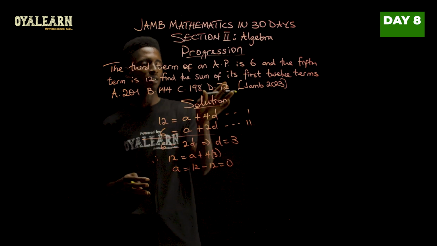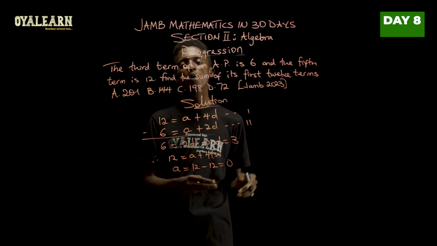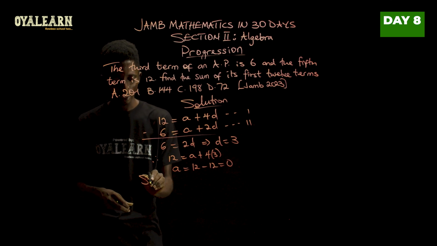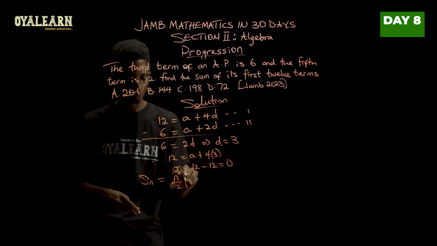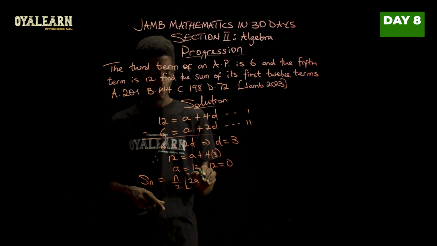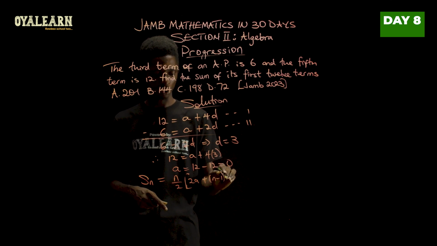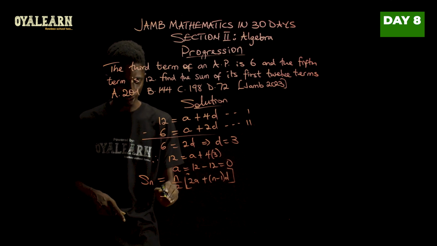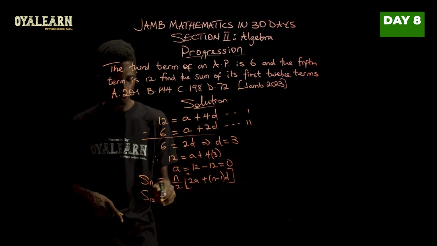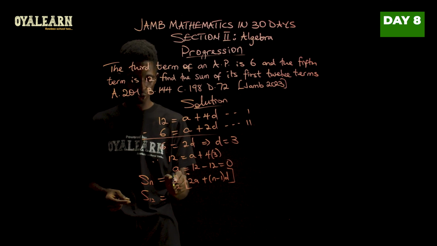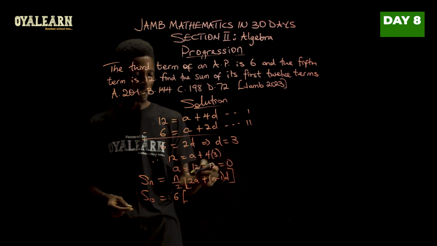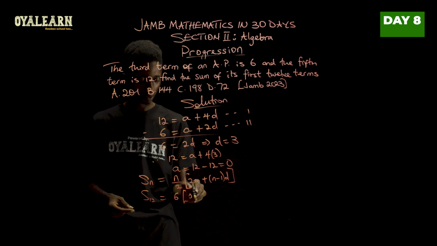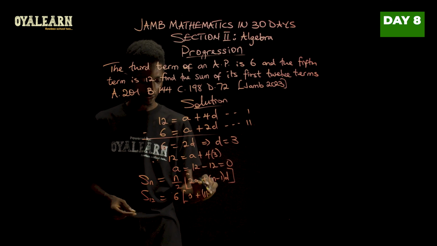So now the question itself says we should find the sum of the first 12 terms. S subscript n is supposed to be given as n over 2 into 2a plus n minus 1 d. Now, applying this formula, S of 12 would then be, now n being 12, so 12 divided by 2 will give us 6. 2 times 0 is 0, plus 12 minus 1, that's 11, into d.